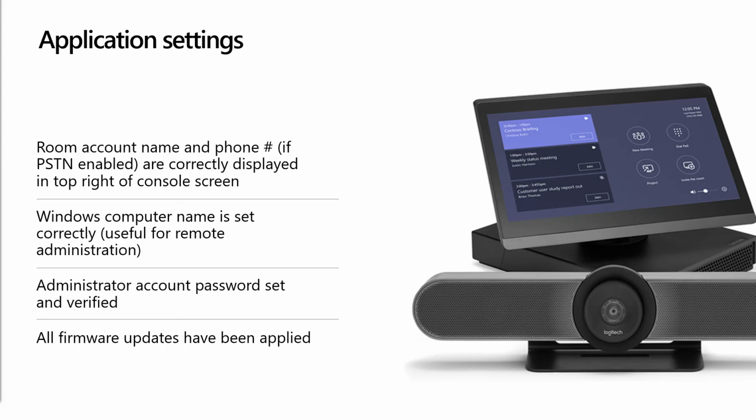We want to make sure that the administrator account is set up and verified. So if we've made changes, be sure you sign out of Windows and sign back in as that administrator, or as an Active Directory or Azure Active Directory administrator, to make sure that you can access Teams Rooms successfully. And we want to make sure that all of our firmware updates have been applied, not only for the compute module, but for our camera, speakers, and microphones.